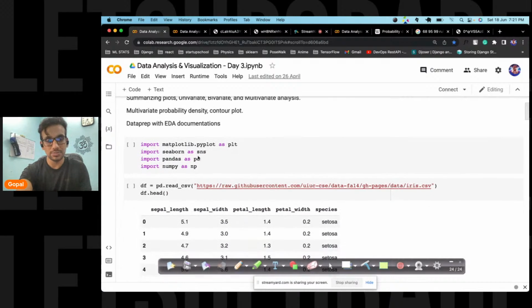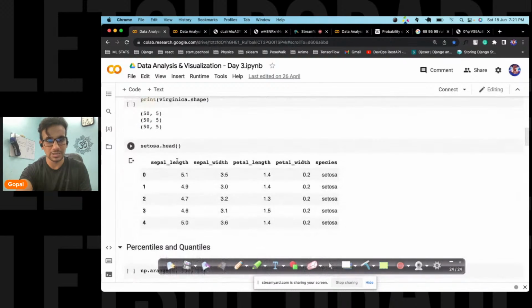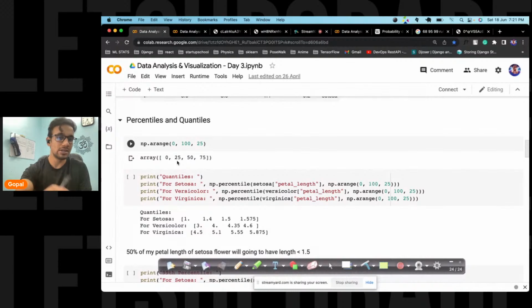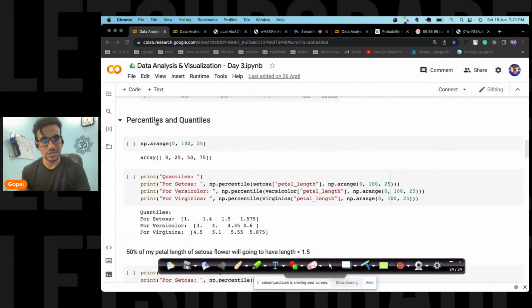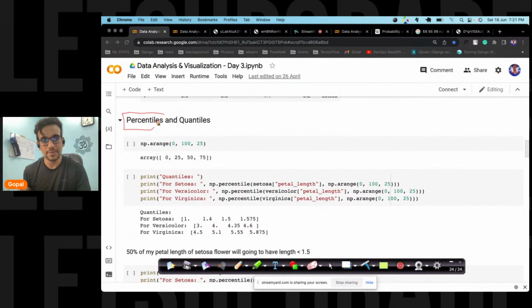So let's talk about this. Again, I'm reading out some data here and segregating my data for versicolor and virginica because it's the similar thing. So what exactly are percentiles and quantiles? We already discussed what percentile values are all about, right? But quantiles are when we segment the data set across 0 to 25, 25 to 50, 50 to 75, and 75 to 100, in 4 segments here.